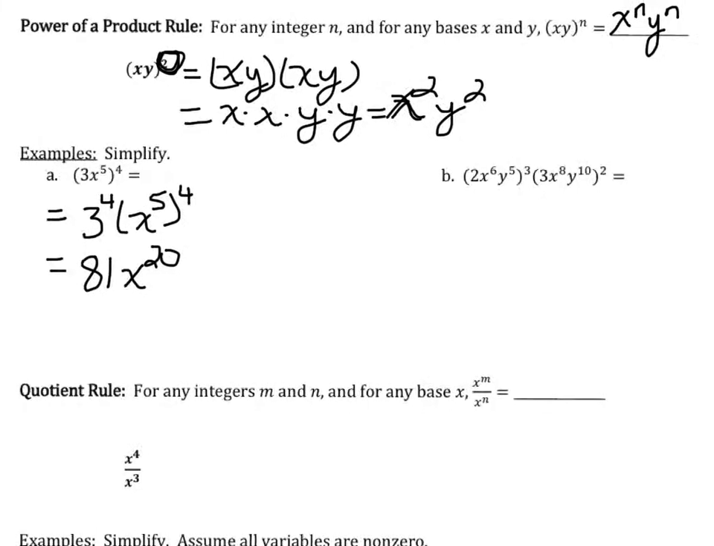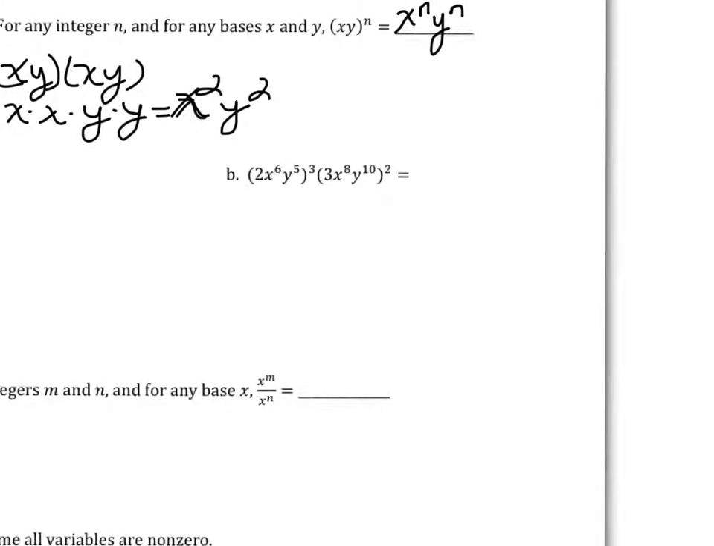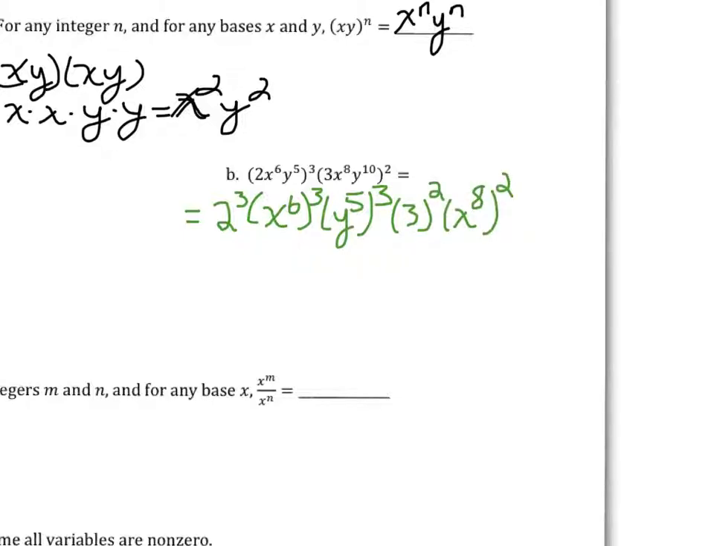Let's go to part B here. In part B, what I'm going to do is apply that 3 as the exponent, which we see here, to every single thing multiplied inside this parentheses. And I'm going to do the same thing for this exponent 2. Notice everything inside of that parentheses is multiplied together, right? And so this is going to equal 2 to the 3rd power, x to the 6th to the 3rd power, times y to the 5th to the 3rd power, right? And then I'm going to have a 3 squared, x to the 8th squared, y to the 10th squared.